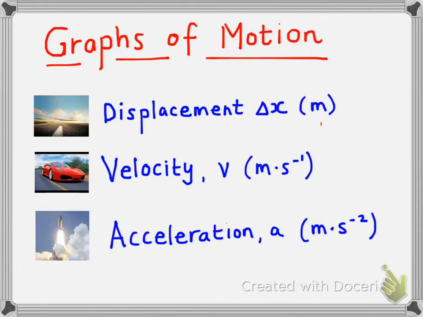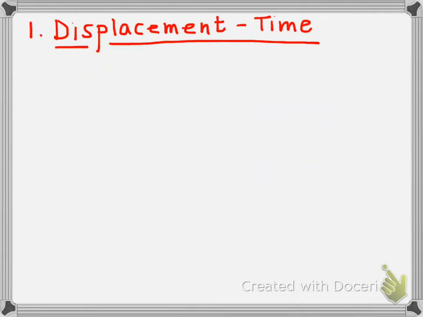And then the third graph we'll look at is an acceleration time graph. And acceleration is your rate of change of velocity, symbol a, measured in meters per second squared. So let's start off by having a look at a displacement time graph.